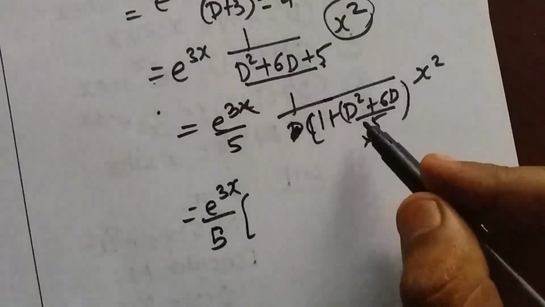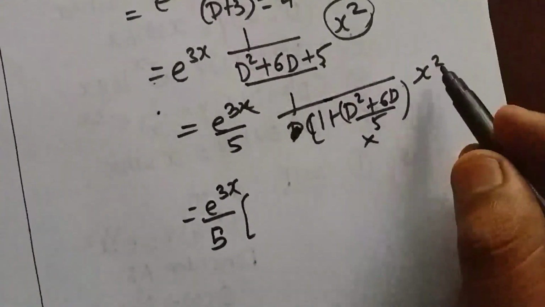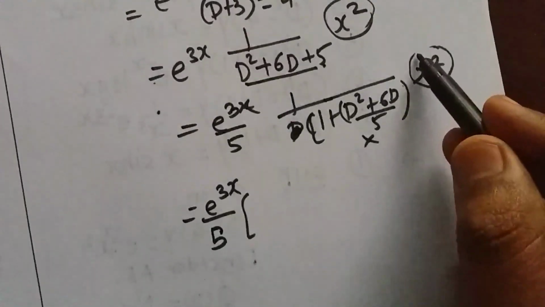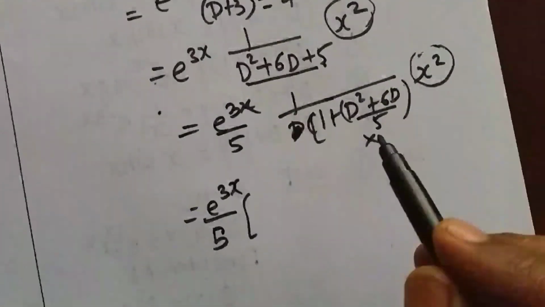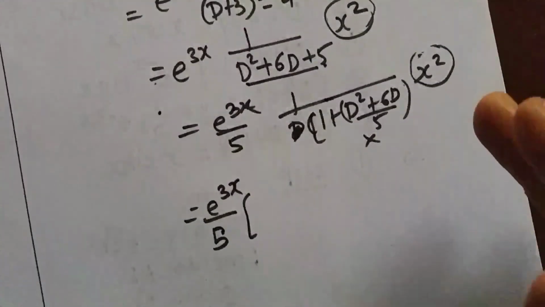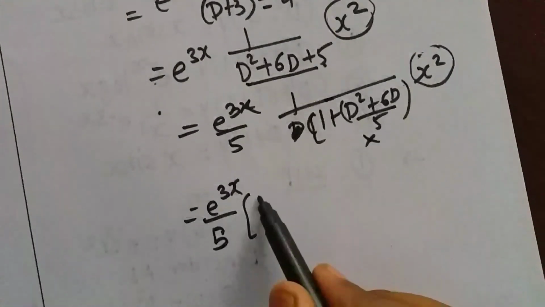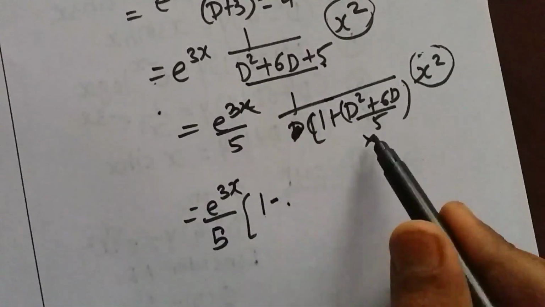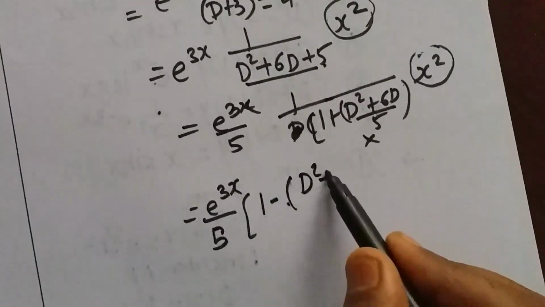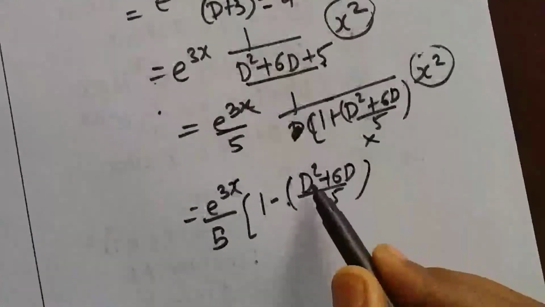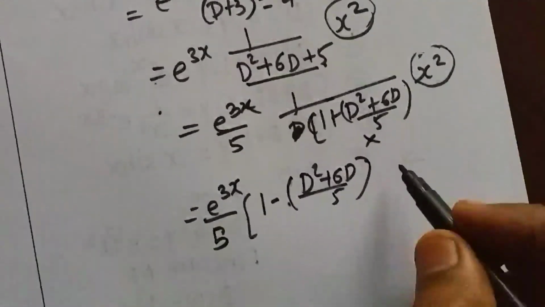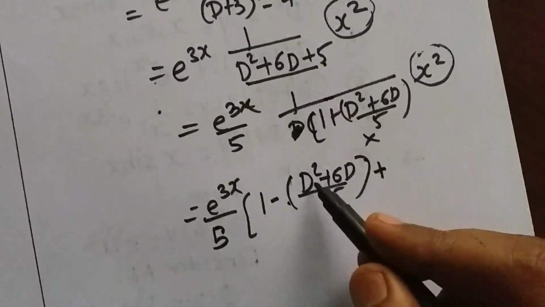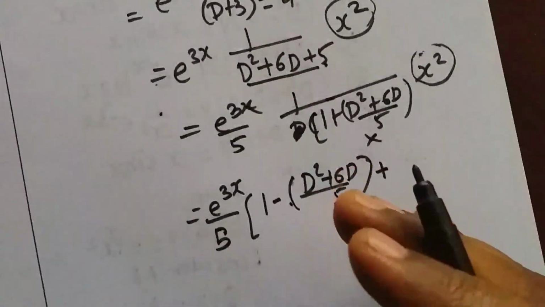Okay, and while writing the expansion, how many terms do we have to write? We have to write the terms in D whose powers are up to 2 only. We are not going to write the terms which have power more than 2 while writing the expansion. So in the expansion, the first term is 1, then minus x, that is minus this bracket (D square plus 6D) by 5, both terms having power of D less than or equal to 2. Okay, the next term is plus the square of this bracket. When you square this bracket, there will be some terms which will have power more than 2 of D.